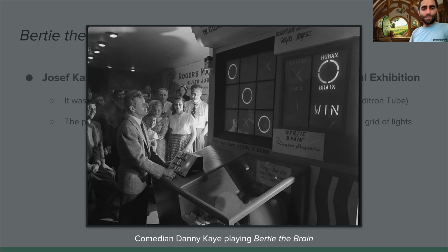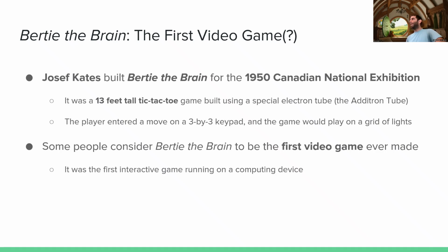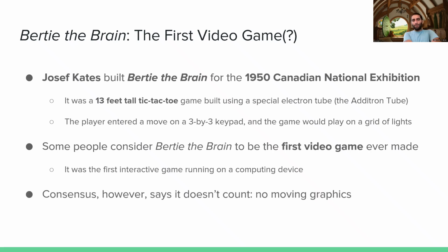Okay. So under some definitions of video game, some people consider this to be the first video game ever made. It was the first interactive game running on a computing device. However, according to the more modern definition of video game, there was no moving graphics. You just had fixed light bulbs that might turn on, but it wasn't changing as you're playing the game in any interesting way.